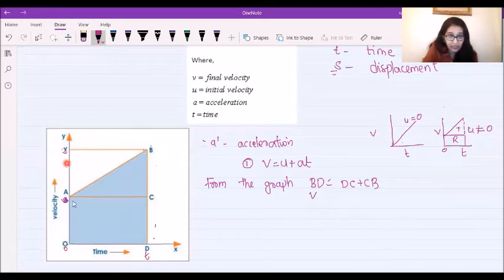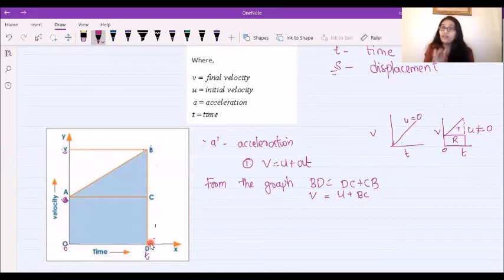When time was 0, what is this height? This is DC. That means this side is U. So V equals U plus BC. I am leaving it like this. Okay. Now, V is equal to U plus BC.